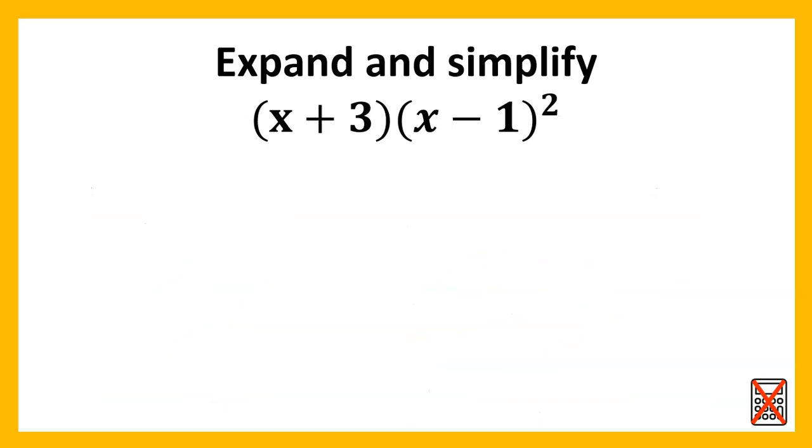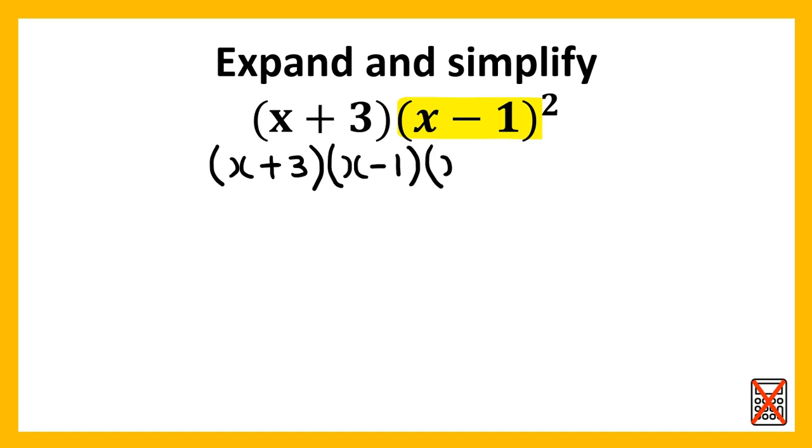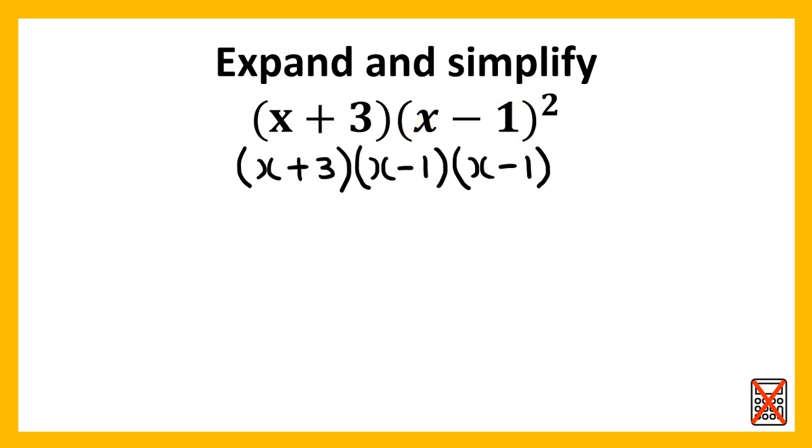On to the intermediate question with a slight increase in difficulty. I have x plus 3 for the first bracket, and lastly I have x minus 1 in a bracket which is being squared. This means that x minus 1 is being multiplied by itself and creates a double bracket, therefore resulting in a question which involves triple brackets. I also have the inclusion of some negatives, making this a bit more difficult.